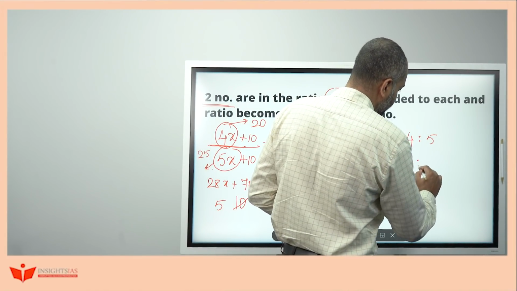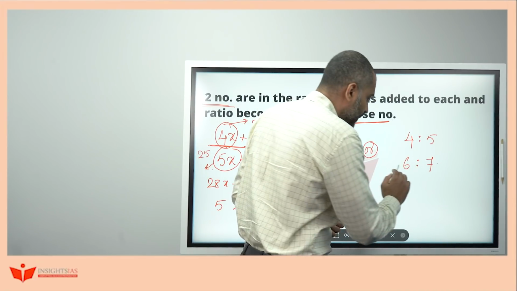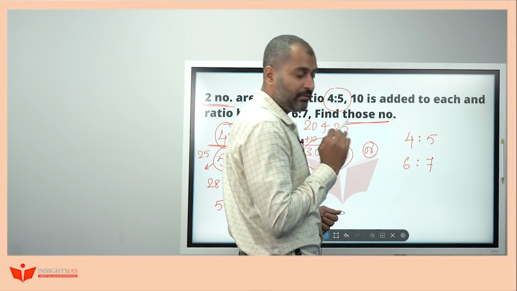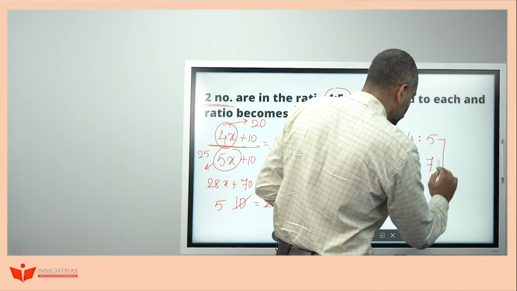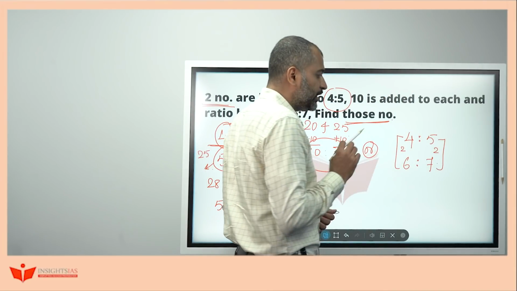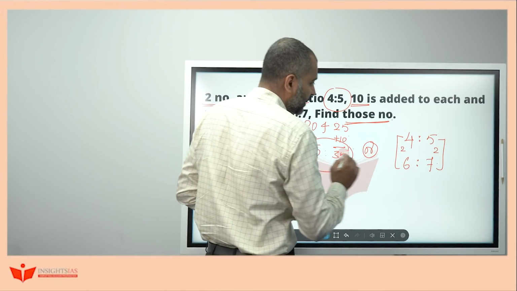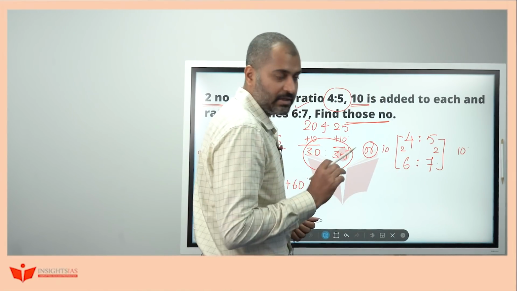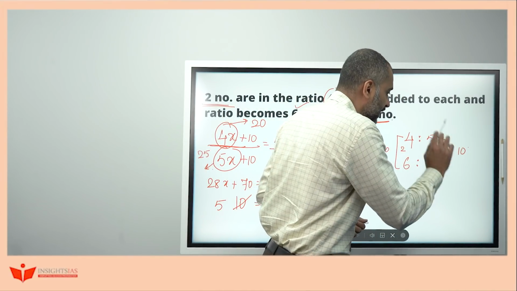Afterwards, the ratio became 6:7. Initially it was 4 units, now it has become 6 units. Initially this was 5 units, now it has become 7 units. There is a change of 2 units here, and a change of 2 units here also. This 2 units change is a result of the addition of 10. Here also 10 is added, here also 10 is added. An absolute value of 10 is added. Hence the ratio is increased by 2 parts.